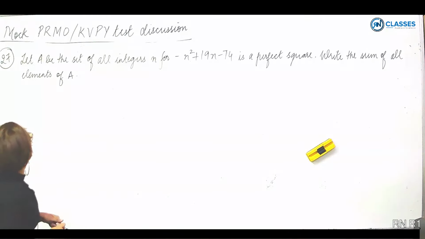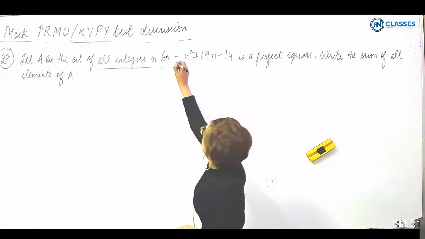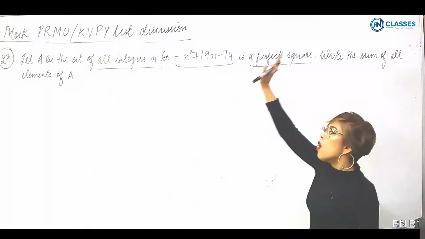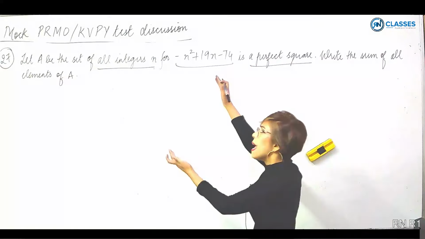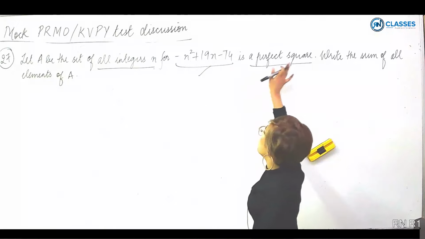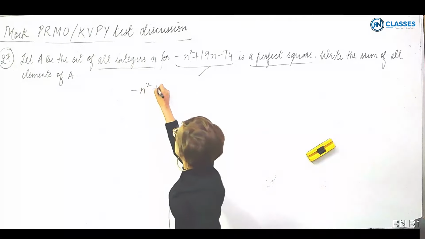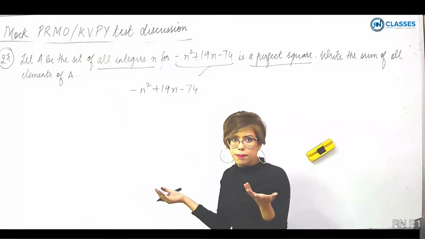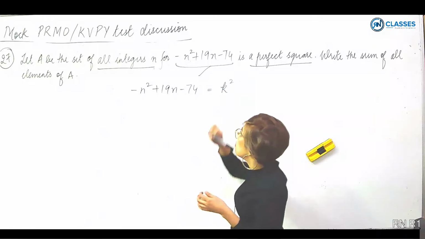Alright, on to the next one. Let A be the set of all integers n for which this is a perfect square. Then write the sum of all elements of A. Basically, I need to find all possible values of n such that this becomes a perfect square. Now, minus n square plus 19n minus 74 has to be a perfect square. That means this quantity has to be of the form k square maybe.